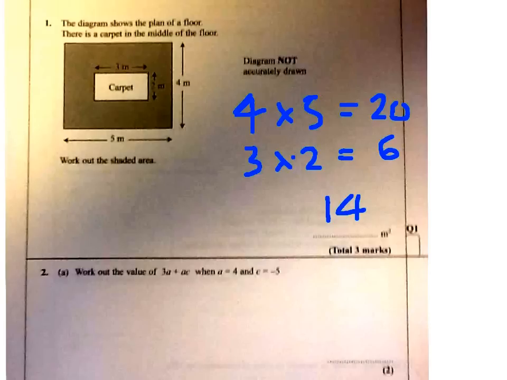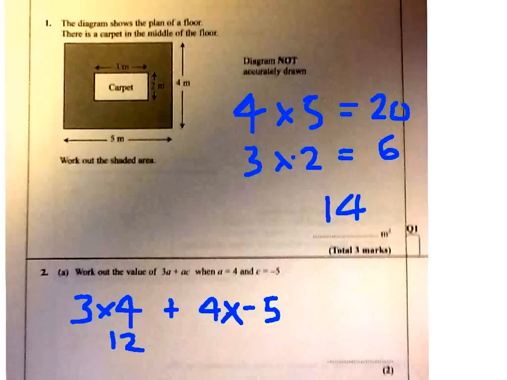Okay, for substitution, we've got to do 3 times A, which is 3 times 4, and then we've got to add on A times C, which is 4 times minus 5. So 3 4s are 12. 4 times minus 5 is minus 20. So 12 minus 20 is minus 8.